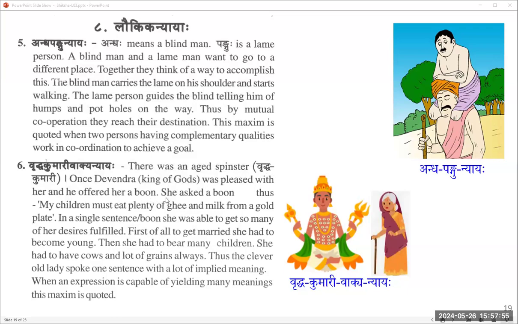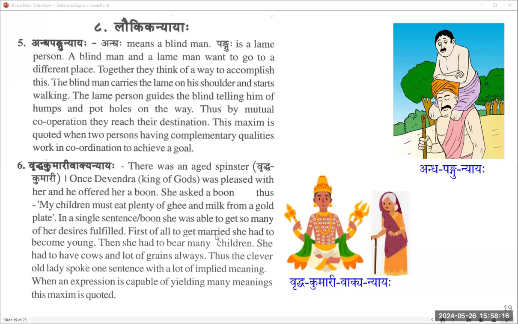Okay, it all comes to me, the memory. She asked a boon thus: my children must eat plenty of ghee and milk from a gold plate. Okay, how many things did she ask in one sentence? In a single sentence, she was able to get so many of her desires fulfilled.